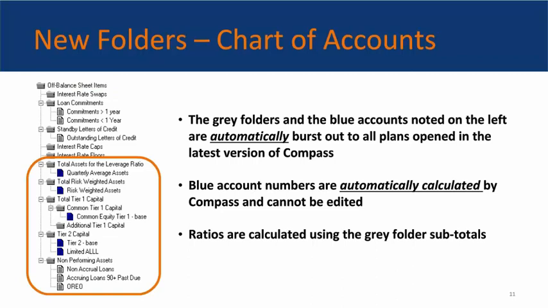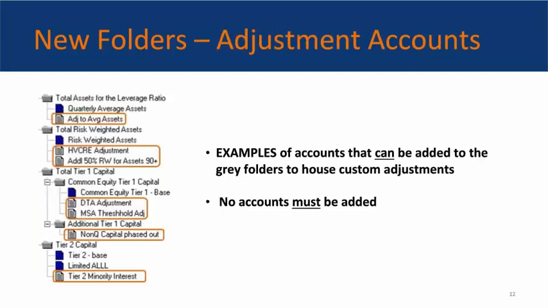The gray folders and blue accounts are automatically loaded into your plan, so there's no need for you to do anything. The ratios in the reports that we just reviewed are all based on the gray folders in this area. And the blue folder accounts are not edited or changed by the user, they're all calculated automatically by Compass. However, if you want to make adjustments to these categories, you can add additional accounts within the gray folders. We'll provide more detail on that after we look at the individual accounts. It's important to note that the adjustment accounts are optional and not required.